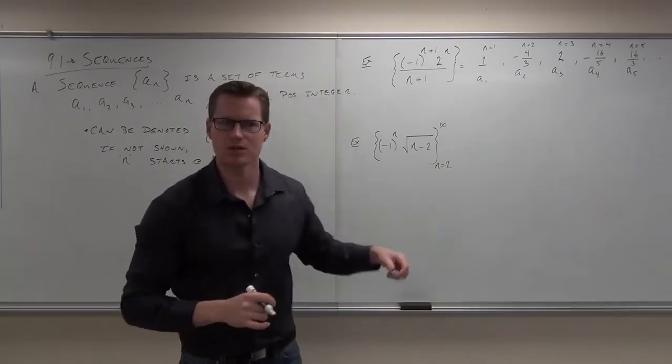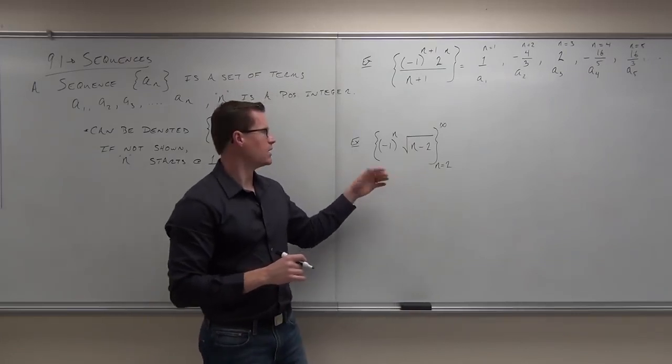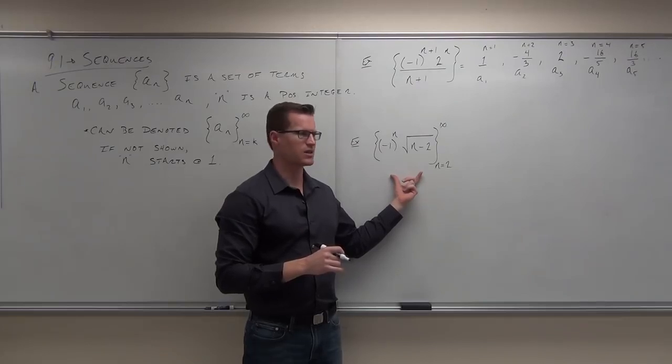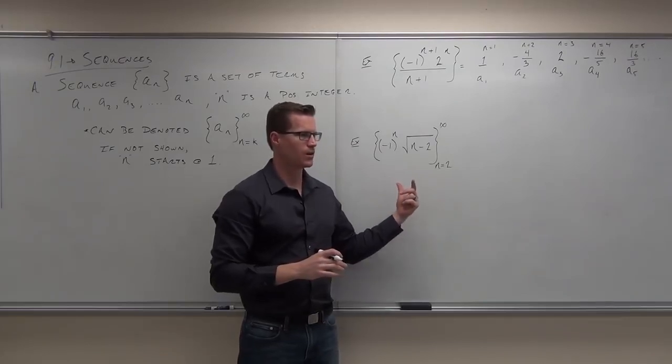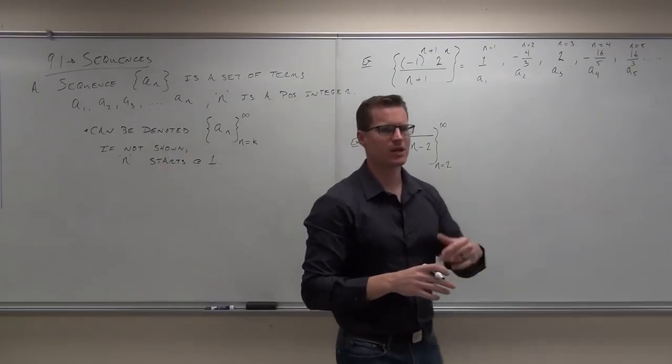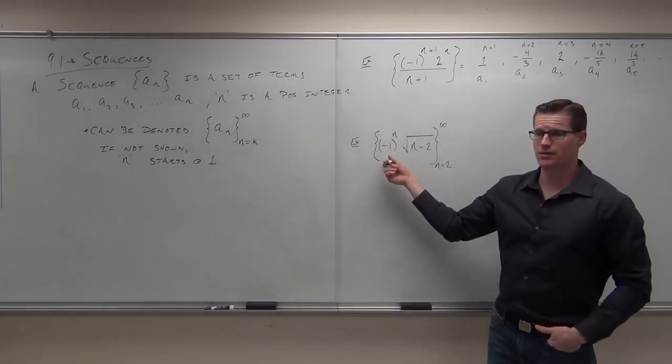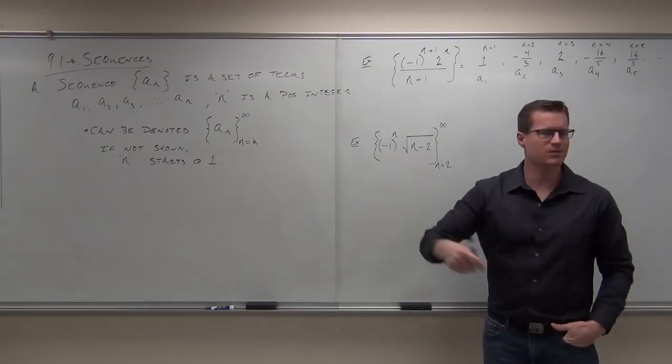Here's my next question now. Let's look at a different sequence. Is this sequence going to alternate positive, negative, positive, negative, or negative, positive, negative, positive? What tells you immediately that this is going to be an alternating sign on these terms? Negative 1 to the power. Right there, that's it. When you see this, that's going to be alternating.